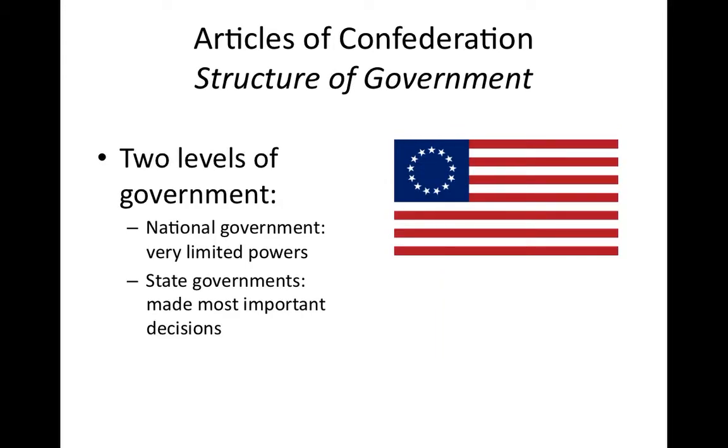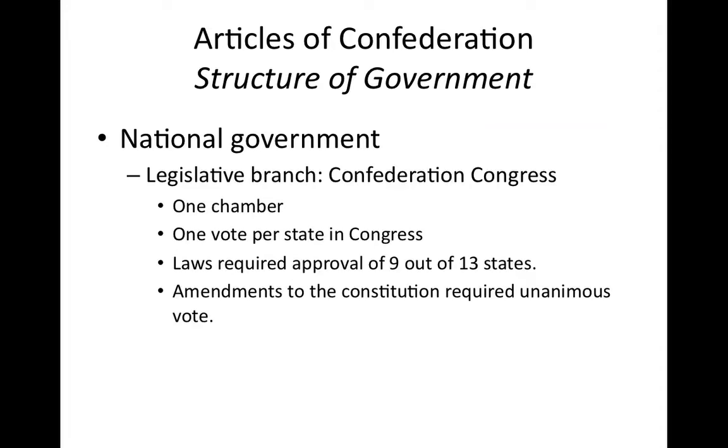Under the Articles of Confederation, there were 2 levels of government. The national government, which had very limited powers, as you'll see in just a bit, and the state governments. All 13 of the former colonies each had its own state government, and these governments made most of the important decisions during this time. But the national government looked like this.